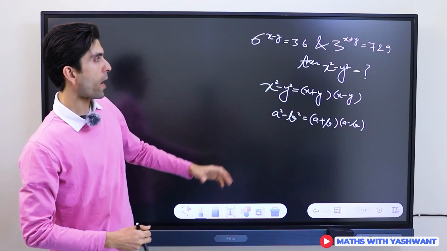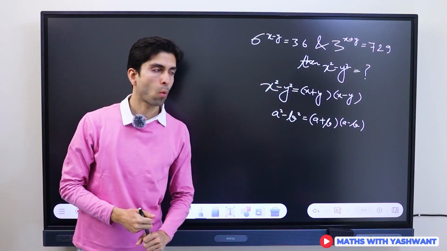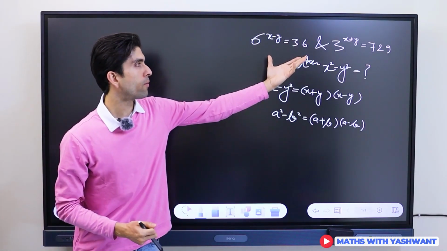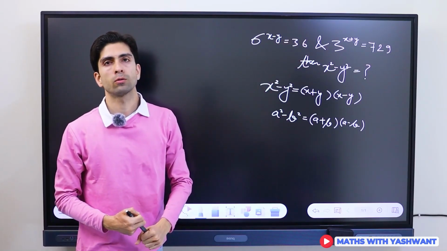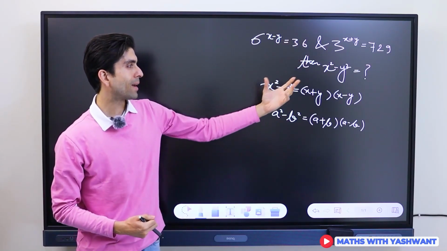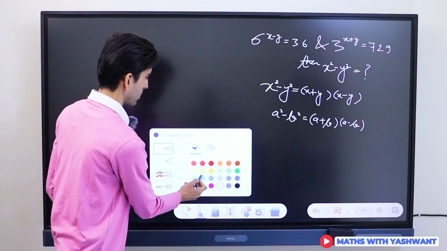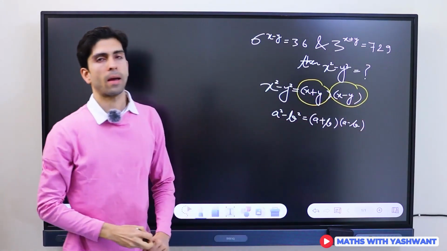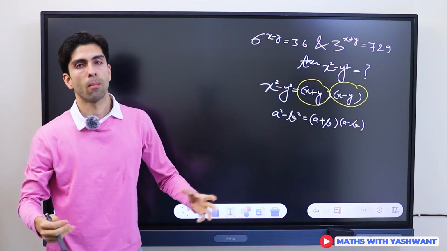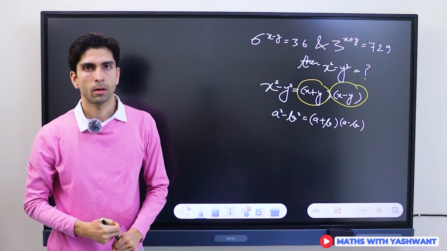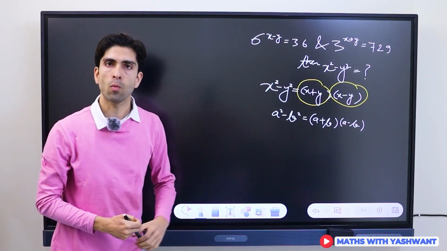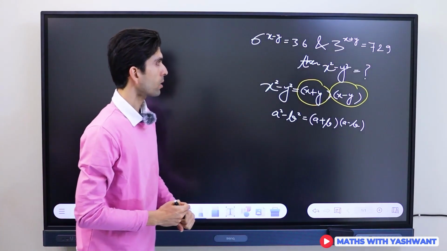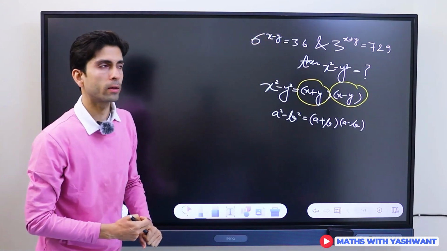Now there are two different ways to get to the destination. One, we simplify these two equalities and get the values of x and y, or we can directly find the values of x plus y and x minus y, which is a more smarter way, right? So we'll prefer the second way. So we'll simplify the given two equalities.